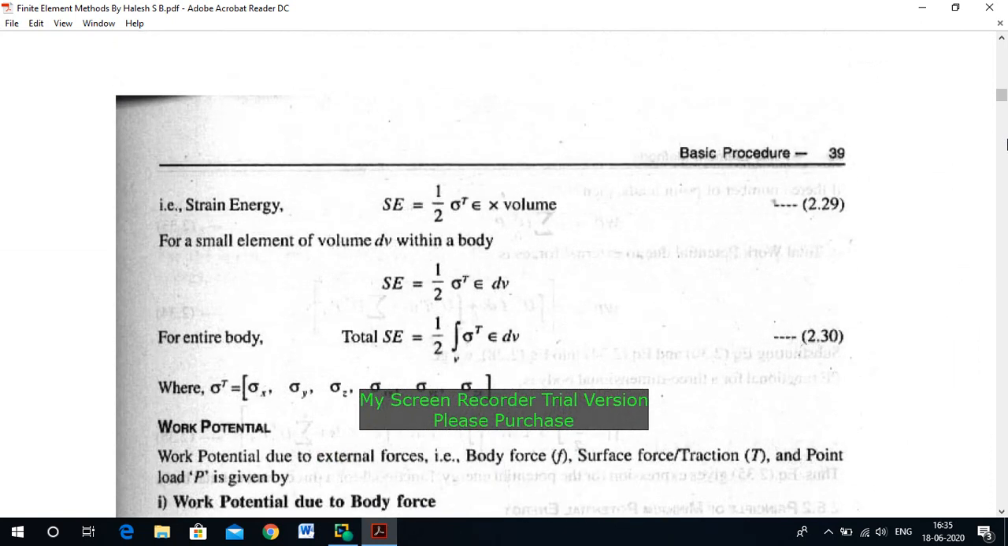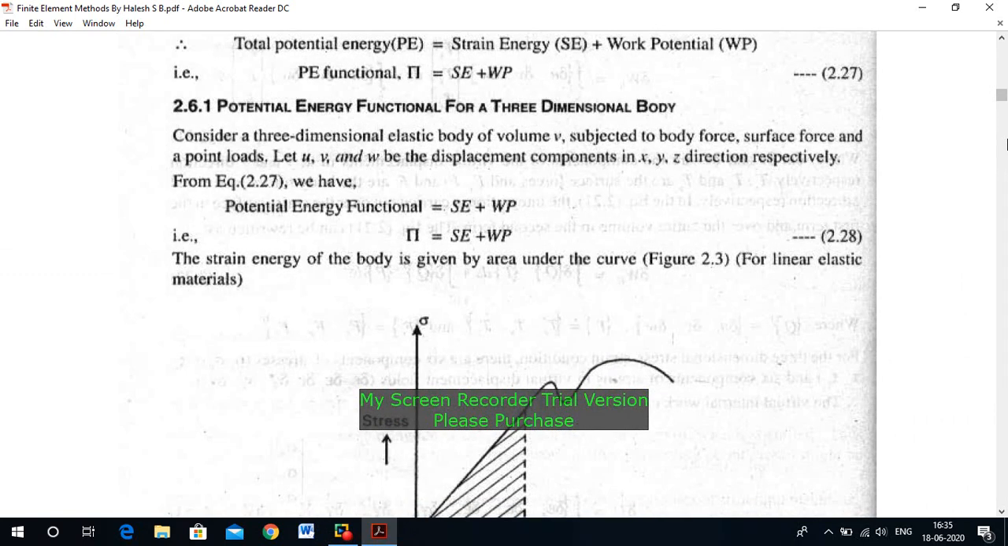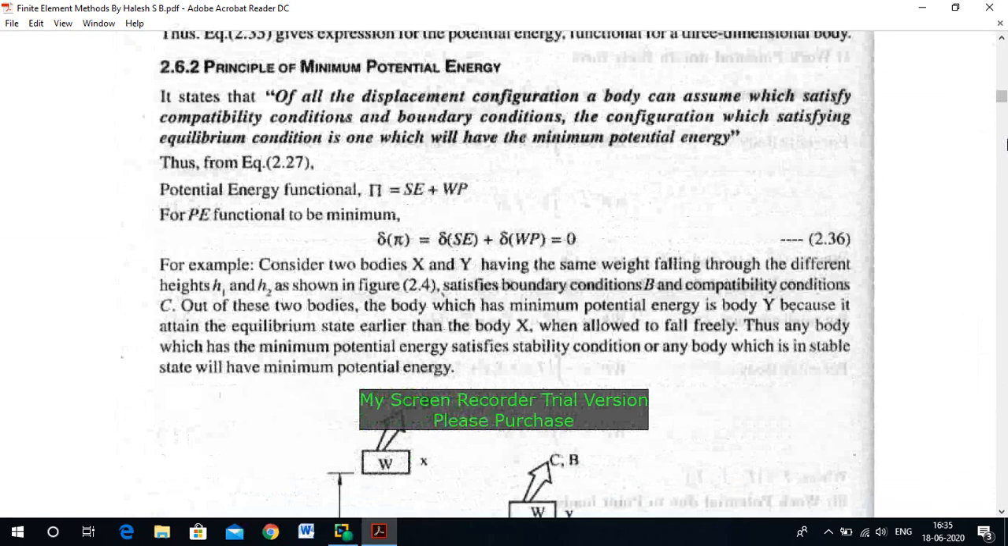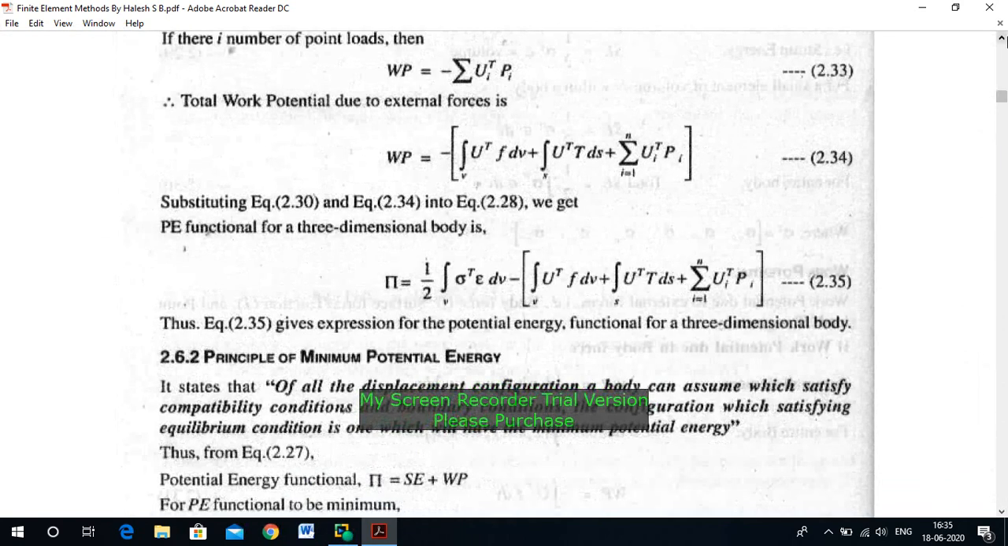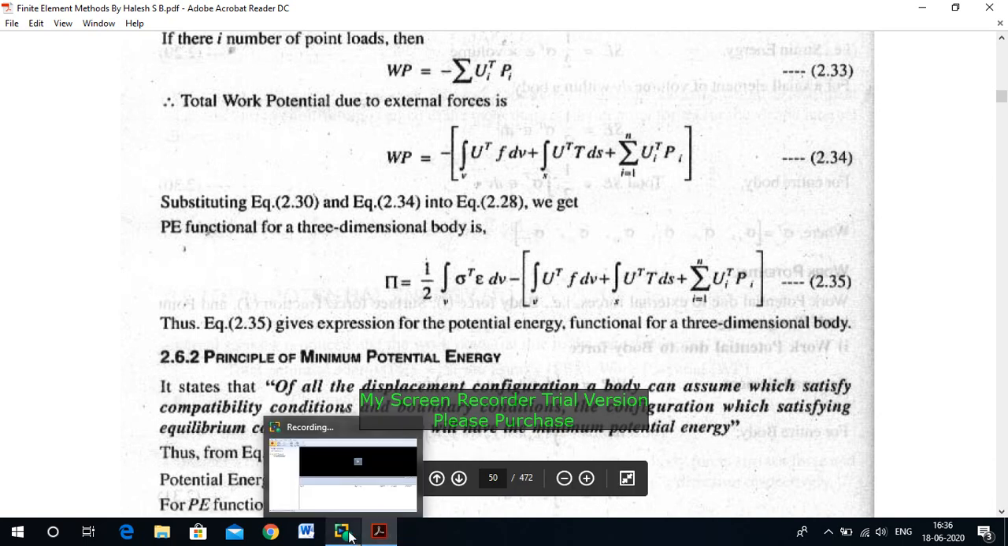The definition is that potential energy is the sum of strain energy plus work potential. Strain energy is half into integration over V of sigma transpose epsilon into dV, minus the work potential that I already arrived at in equation number 2.3. This equation is called the potential energy function, the expression for the potential energy functional for the 3D elastic body. This is the final expression.